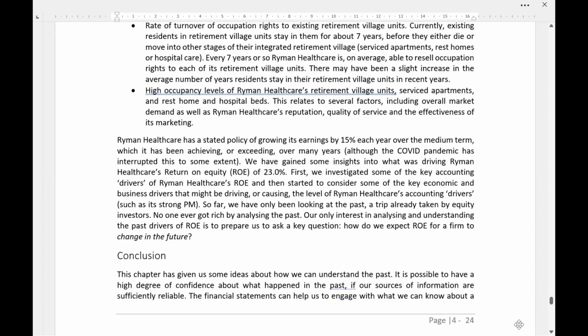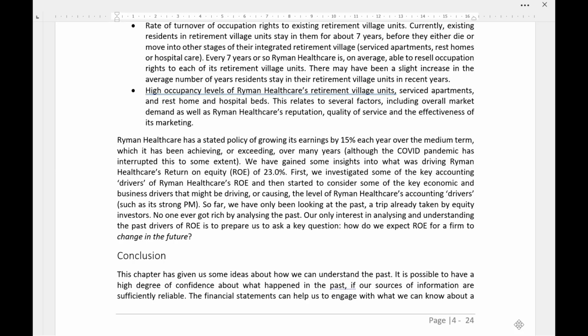High occupancy levels of Ryman Healthcare's retirement village units, serviced apartments and rest home and hospital beds. This relates to several factors, including overall market demand, as well as Ryman Healthcare's reputation, quality of service, and the effectiveness of its marketing. Ryman Healthcare has a stated policy of growing its earnings by 15% each year over the medium term, which it has been achieving or exceeding over many years, although the COVID pandemic has interrupted this to some extent.